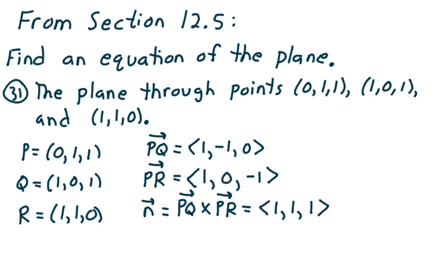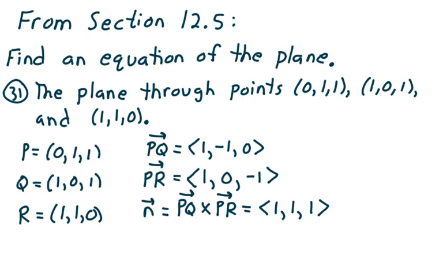Now, to find the equation of a plane, we need two things. We need a vector perpendicular to the plane I want, and we need a point that lies in the plane. Well, we have the point. We don't have the perpendicular vector. So let's go over how to find that perpendicular vector.